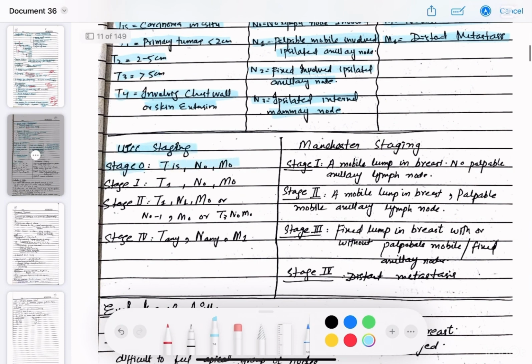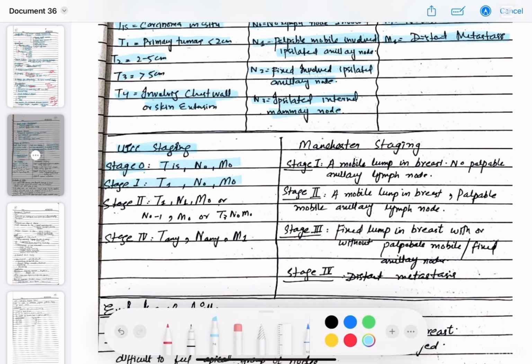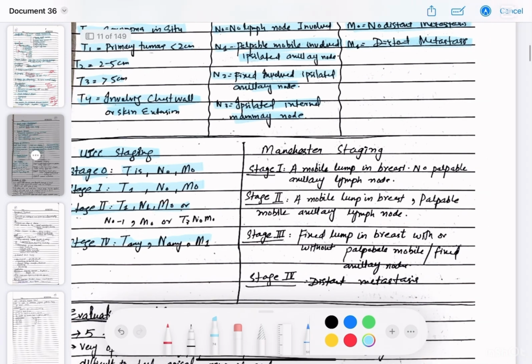Stage 2 is a tumor of less than 2 cm with no lymph node metastasis. In stage 2, the tumor is less than 2 cm, that is T1, and N1 is the palpable mobile involved ipsilateral axillary nodes, and in the M category there is no distant metastasis. Stage 4 is a tumor at any size, that is may be greater than 5 or 7, with lymph node involvement, that is N2 or N3, and metastasis is also present. This is the UICC staging, that is stage 1, 2, 3, and 4.